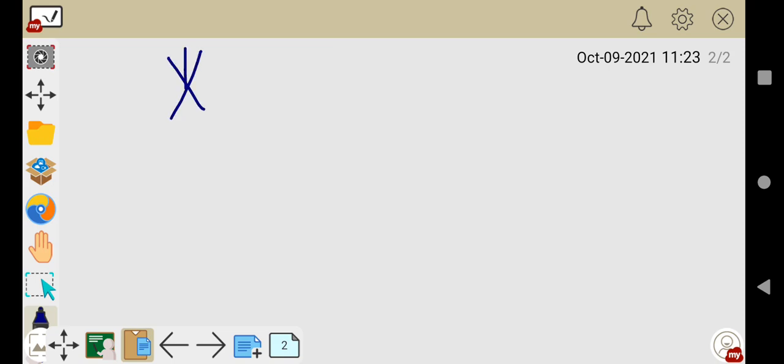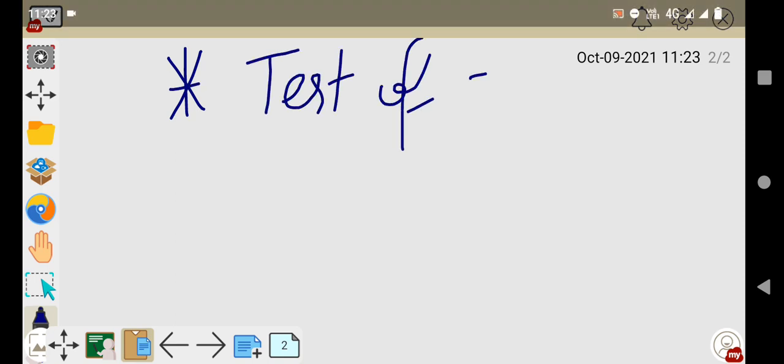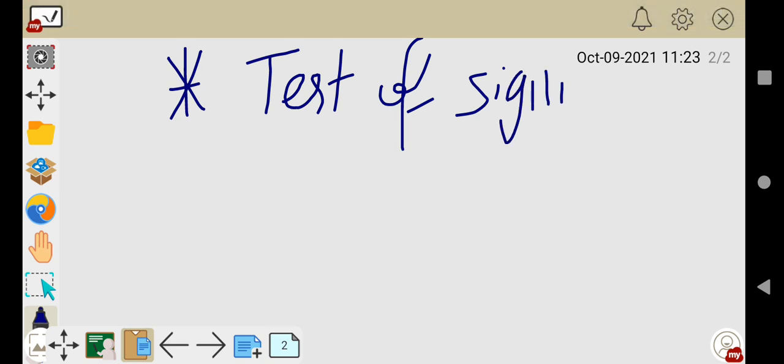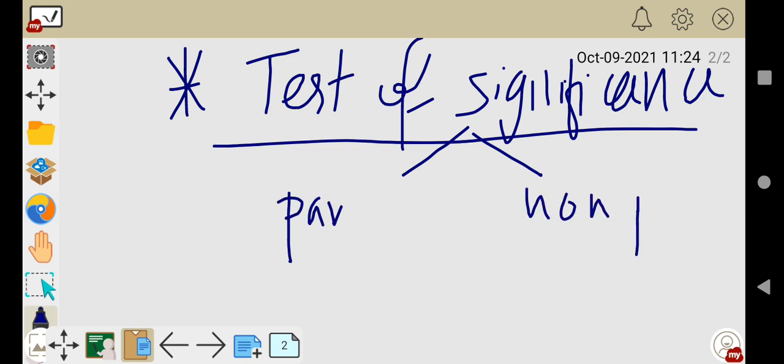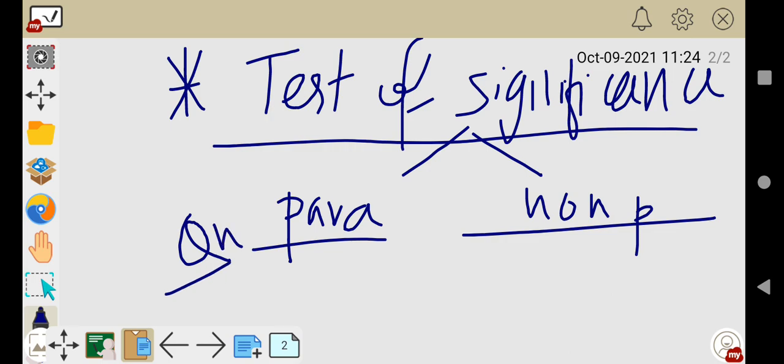Now there is an important concept known as test of significance. This is repeated almost every alternate year. There are two types of test of significance: one is parametric and one is non-parametric. Do remember that parametric is for quantitative data and non-parametric is for qualitative data.